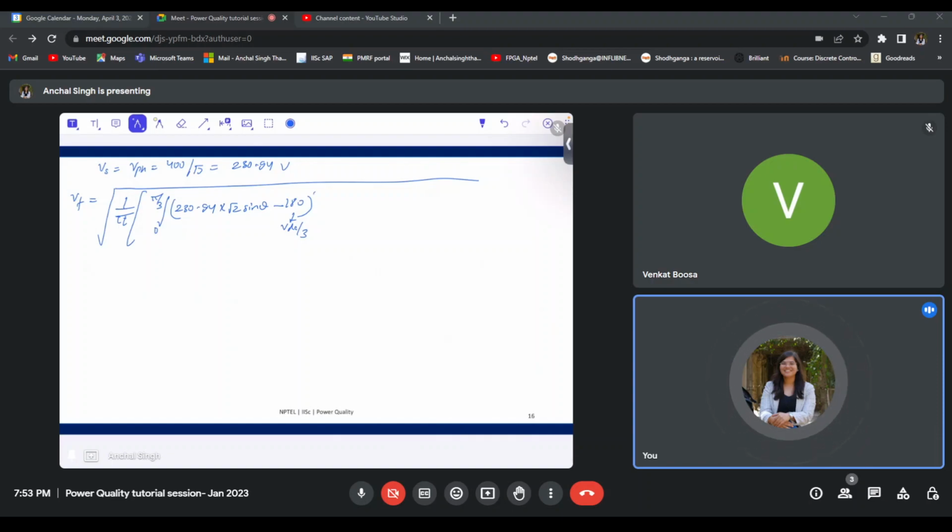So therefore we are directly using this expression. So this is the first part. Then from pi by 3 to 2 pi by 3, again we can write it as 230.94 root 2 into sine theta minus 2 VDC by 3, which is 360, square d theta, plus the third part, from 2 pi by 3 to pi, which is the last part: 230.94 root 2 sine theta minus 180, square d theta. So this is my complete equation.